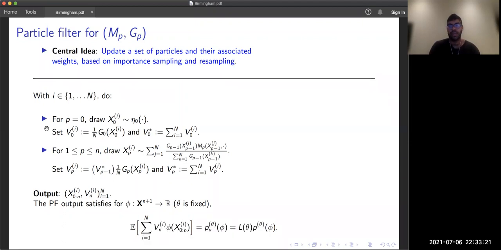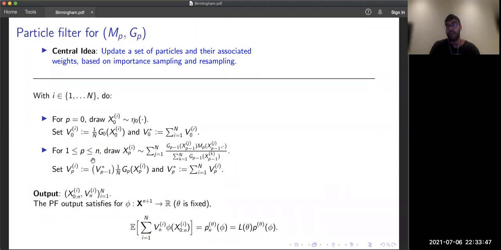So let's say we consider p equals 0. What we're interested in is drawing from an initial distribution for an initial set of particles, xi of 0. From this, we define a set of weights for these initial particles. Then, using this importance sampling type scheme, we normalize these weights, and we update them based on the updating of the actual particles as well.